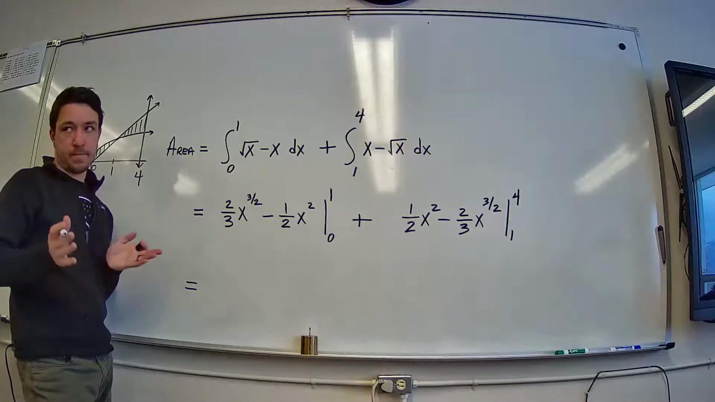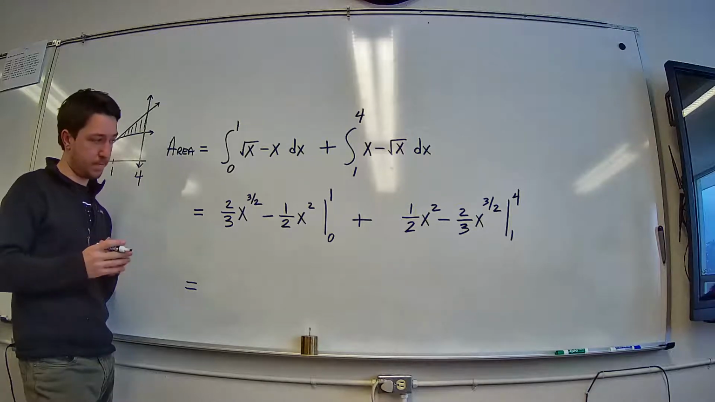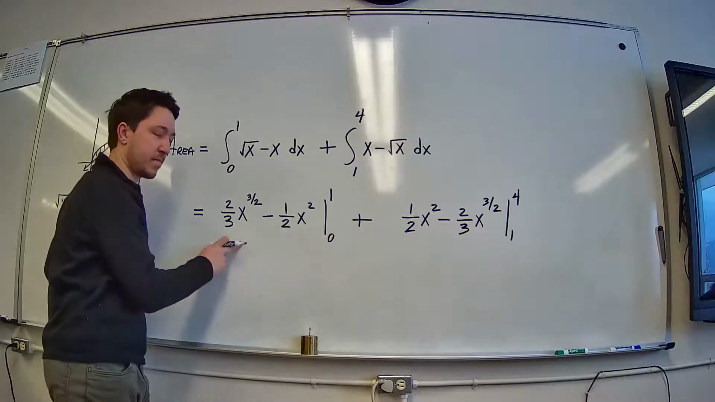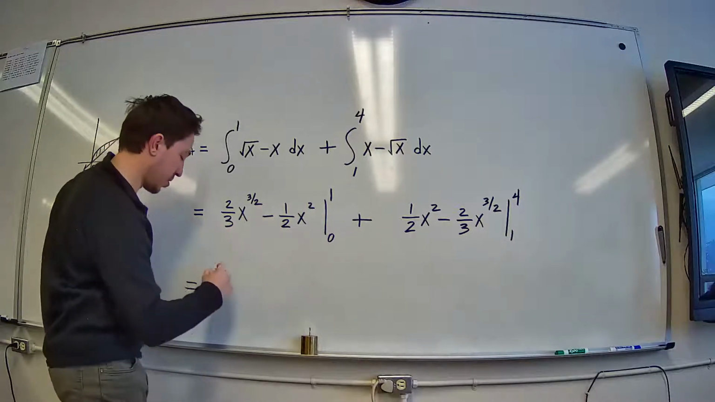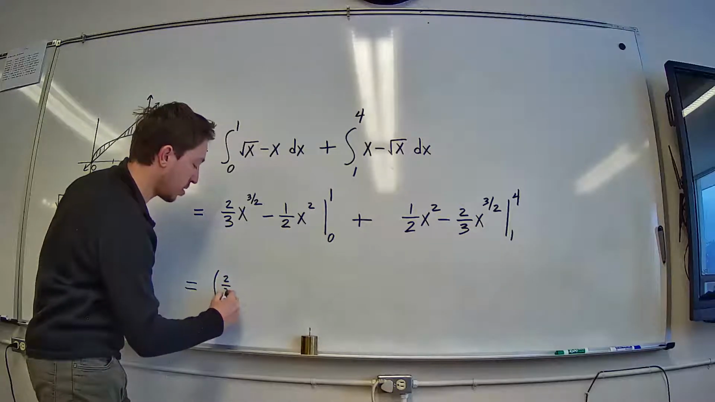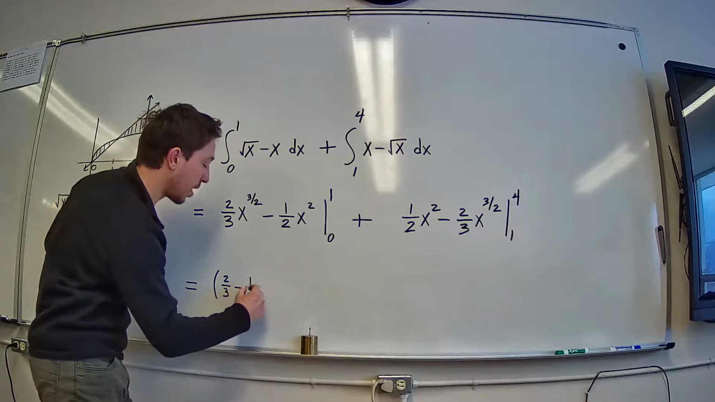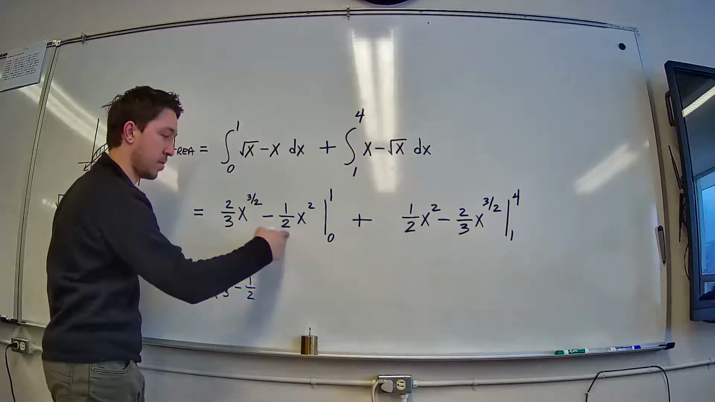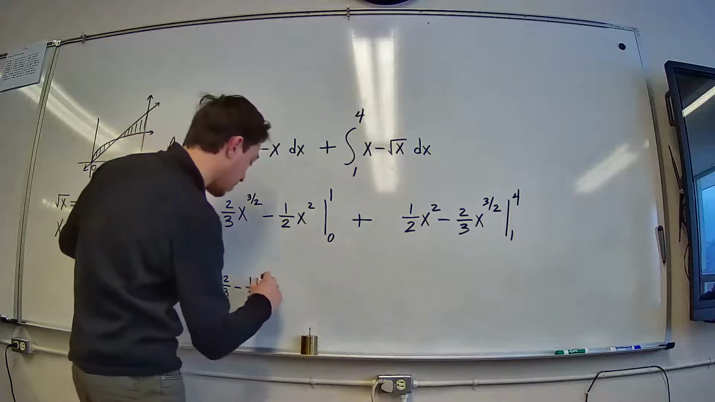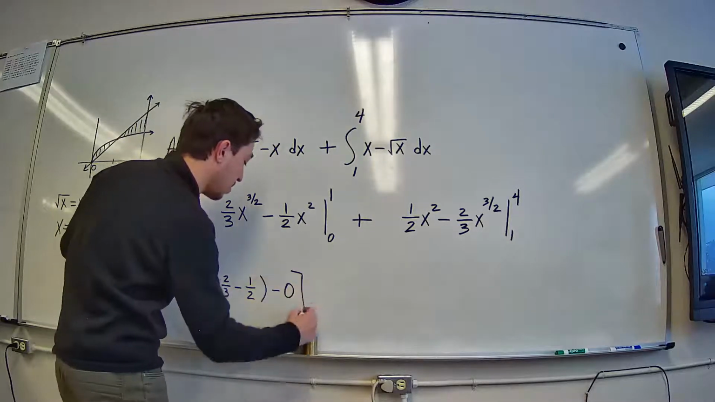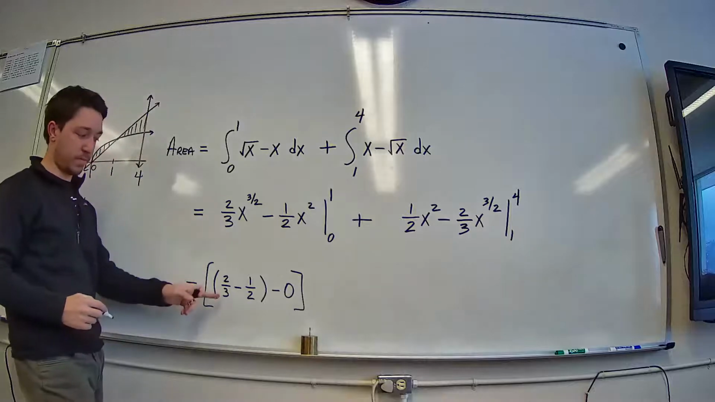Still feel okay? No questions? Okay, this one's actually pretty easy, right? Plugging in 1 gets you 2/3 minus 1/2, and then plugging in the 0 just gets you 0, right? So that's the first one.